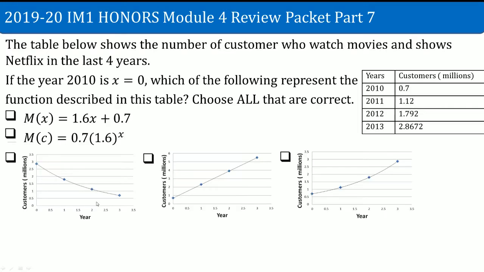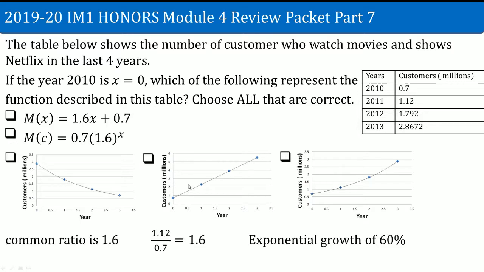All right. Let's take a look. The table below shows the number of customers who watch movies and shows on Netflix in the last 4 years. If the year 2010 is x equals 0, which of the following represents the function described in this table? Choose all the correct answers. Here's the table here. You could think it's arithmetic or geometric, depending on however you want to do it. But in this case, you should find the common ratio.